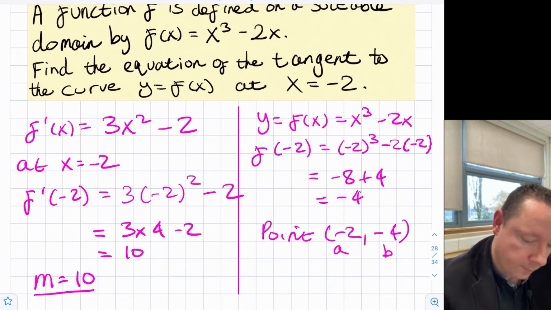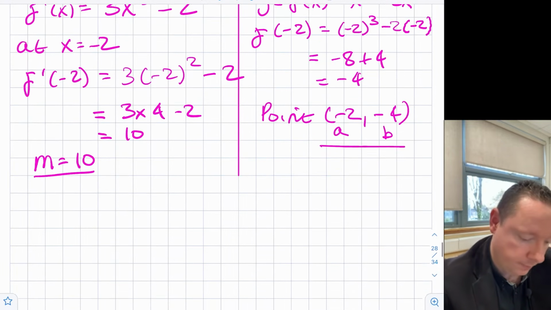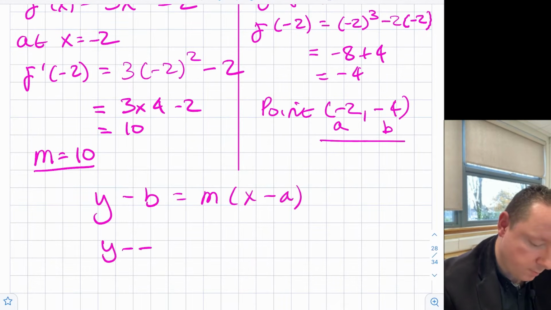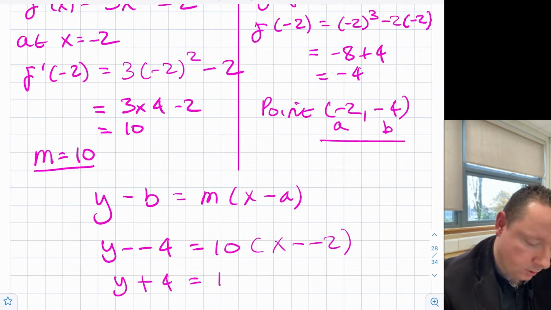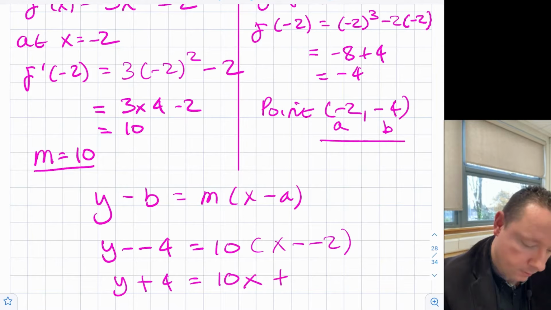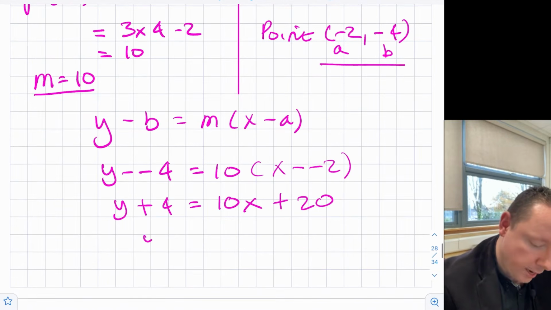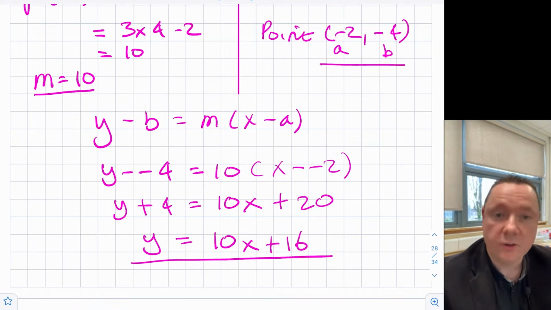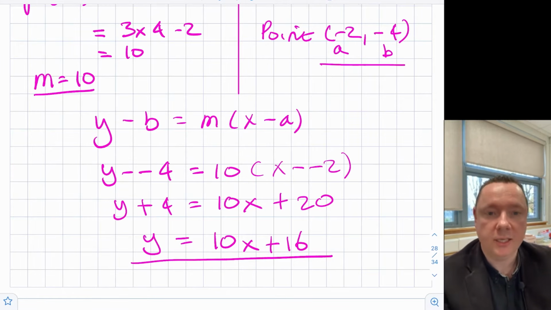And that's going to be our a and b. So we can now use y minus b equals m(x minus a). So we've got y minus minus 4 equals 10(x minus minus 2). So y plus 4 is equal to 10x, multiplied out the bracket gives us plus 20, or y equals 10x, 20 take away 4 is 16, so plus 16. The equation of our tangent is y equals 10x plus 16.